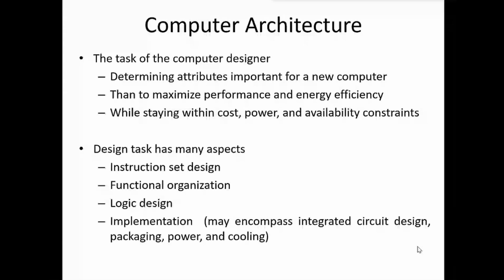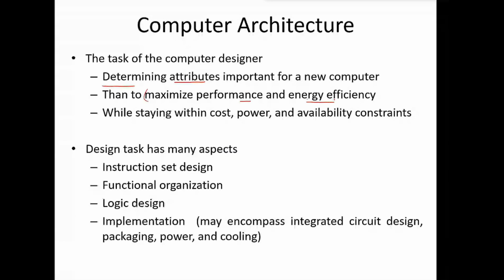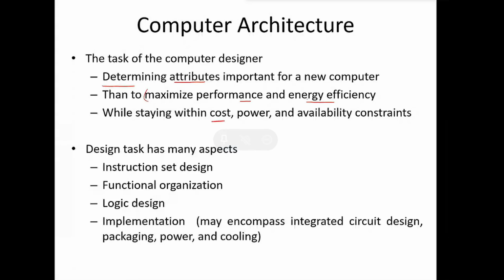The most important thing is that they need to determine the attributes that are important for any computer, rather than just maximizing performance or energy, because that might be the goal. Whenever you take any computer architecture, you will probably go for throughput or energy. Beyond that, first we need to determine the attributes important for any computer, and at the same time stay within cost, power, and availability constraints. Cost, because it should be cost effective. At the same time, the power consumption should be less, and availability: whatever component we are trying to serve should be available to the maximum. Then only can we design it. So those things have to be there.